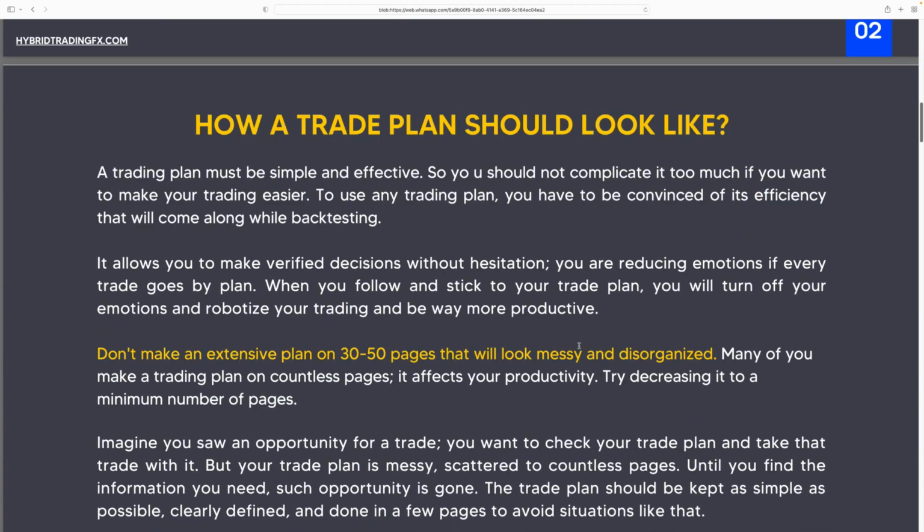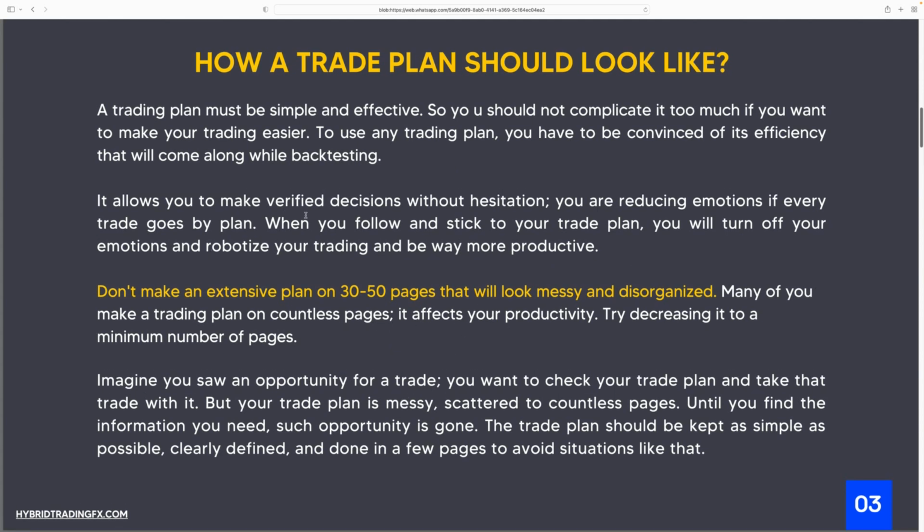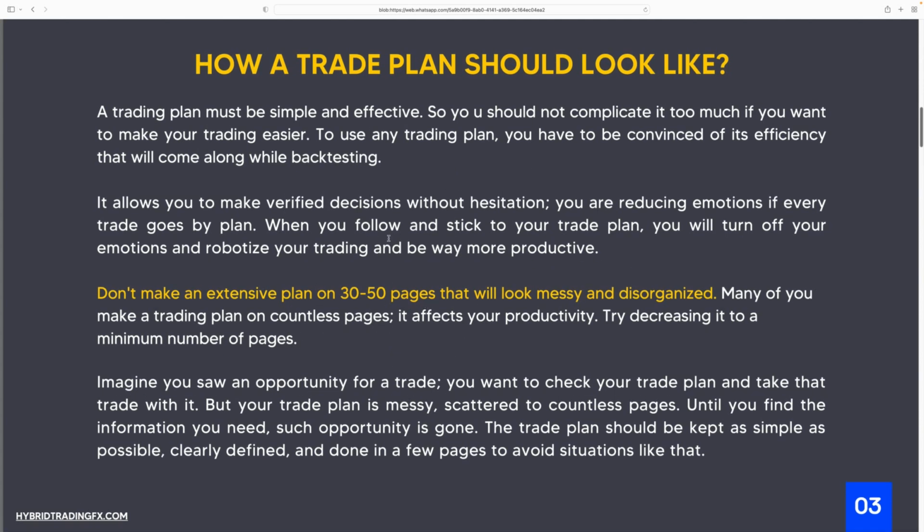Let's move on. How should a trade plan look? You can basically read through this text, and you are going to gain every little bit of information that you need. You do not need a messy trade plan scattered all over the place with 100+ pages in it. You want something clear, something predefined, something short that you can go back to and learn from.